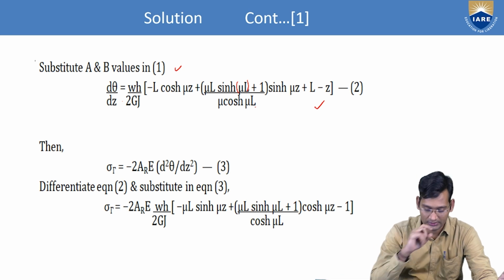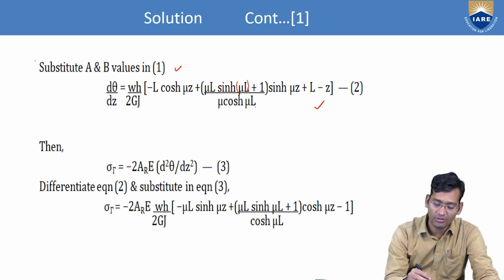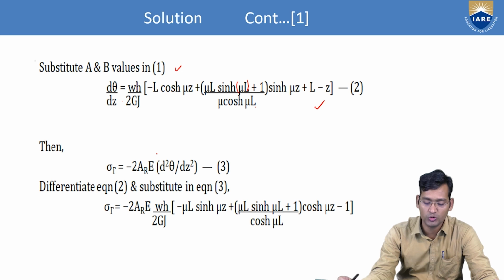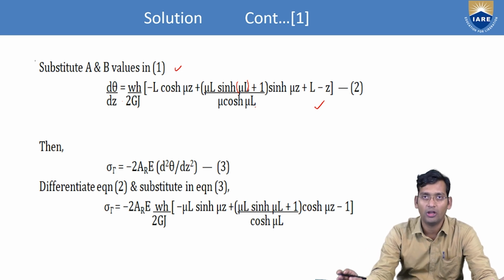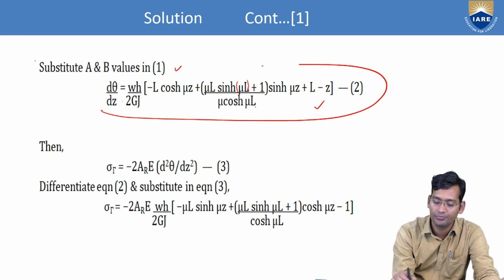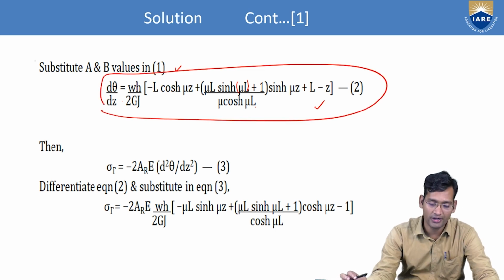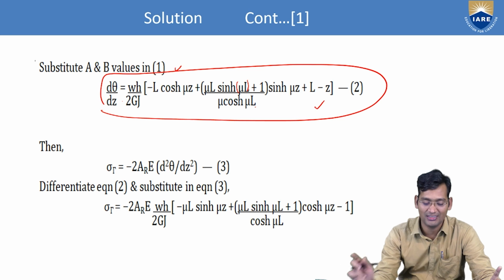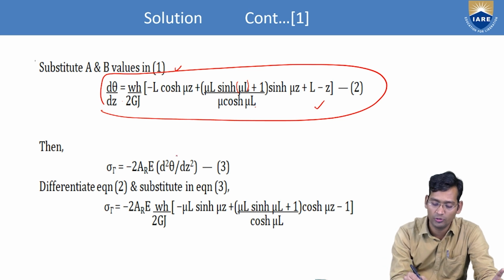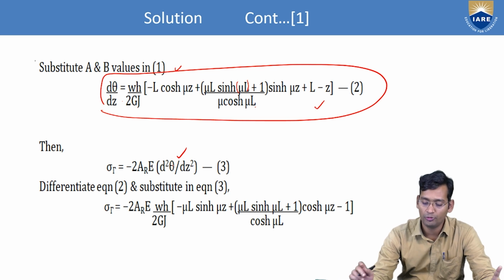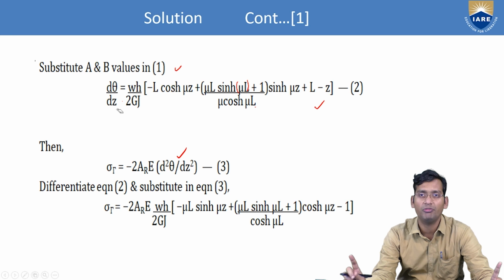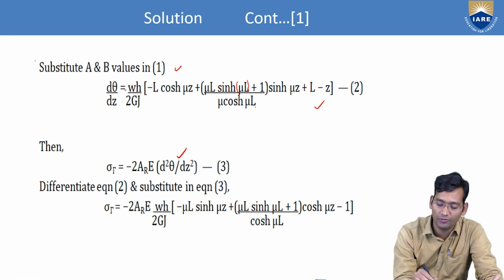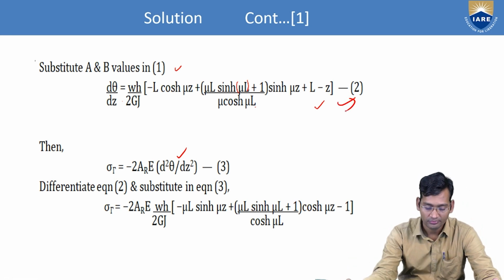dθ/dz. Now from the formula, sigma t is what? Minus 2ARE into d²θ/dz². So now this is dθ/dz, right? So now what do we require? To find d²θ/dz², because this is the formula for sigma t. Once we know d²θ/dz², we can directly substitute here. So what we have to do? First differentiate this equation, because this is dθ/dz and what we require is d²θ/dz². So differentiating this one.